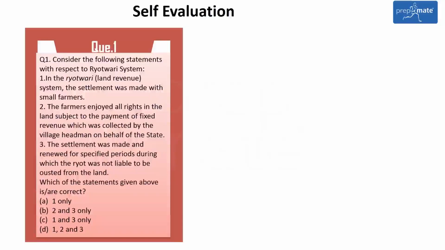This statement is incorrect because in the Royatwari system, East India Company used to collect land revenue directly from the peasants. Statement 3. The settlement was made and renewed for specified periods during which the Royat was not liable to be ousted from the land. This statement is incorrect because the Royat was considered the permanent owner of the land. Thus, the correct answer is option A.